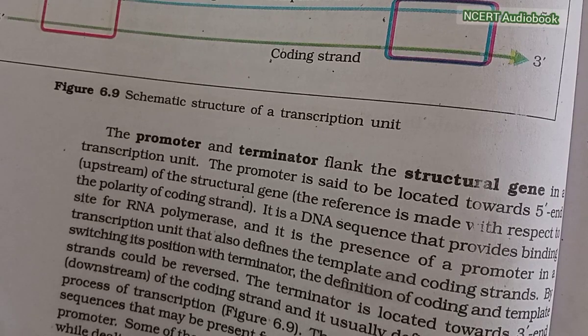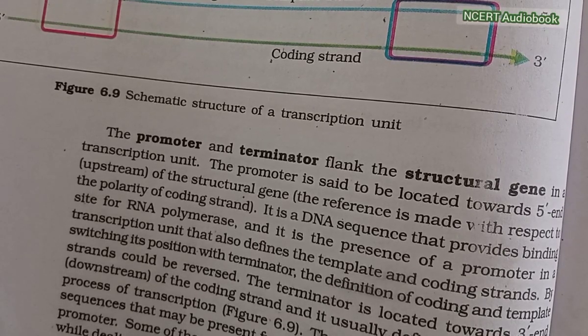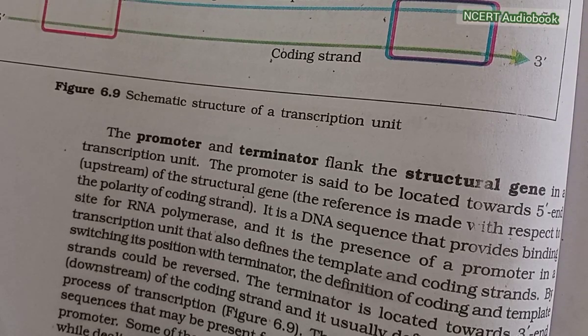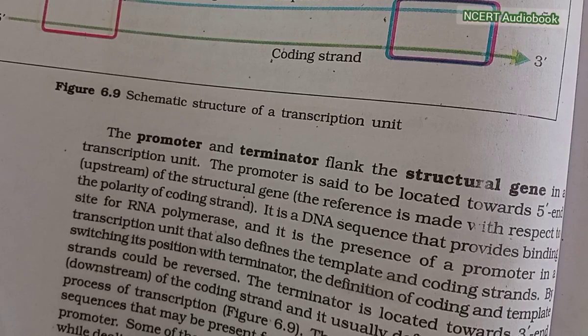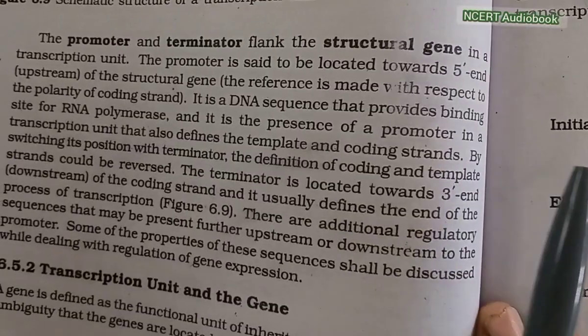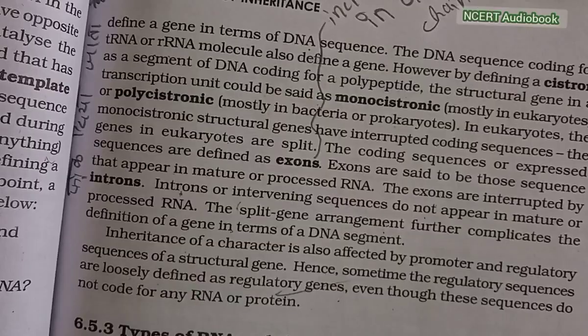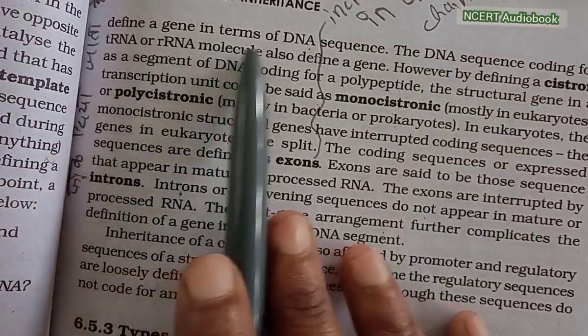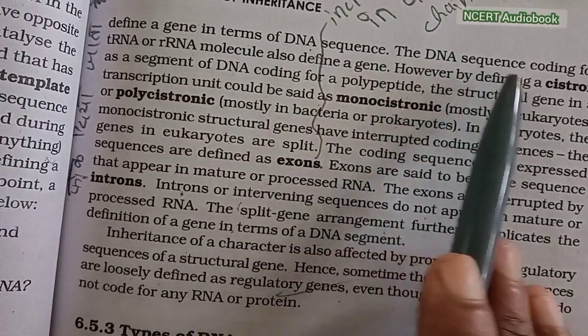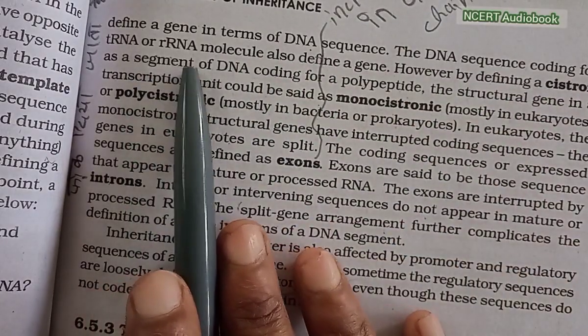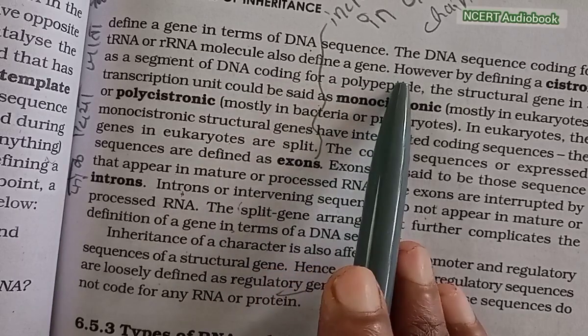Transcription unit and the gene. A gene is defined as the functional unit of inheritance. Though there is no ambiguity that the genes are located on the DNA, it is difficult to define a gene in terms of the DNA sequence. The DNA sequence coding for a tRNA or rRNA molecule also defines a gene.